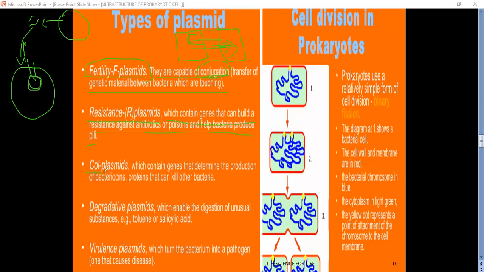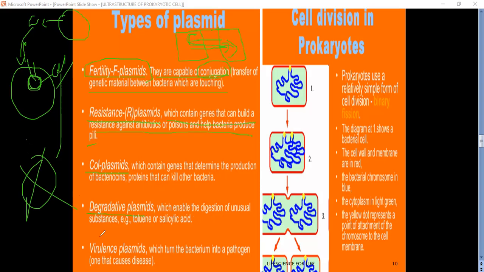And the third type, col plasmids, which contain the genes that determine the production of bacteriocins, proteins that kill other bacteria. As I already told, this plasmid can also produce things known as colicins, nothing but what are later called antibiotics, which are used to kill another bacterium.